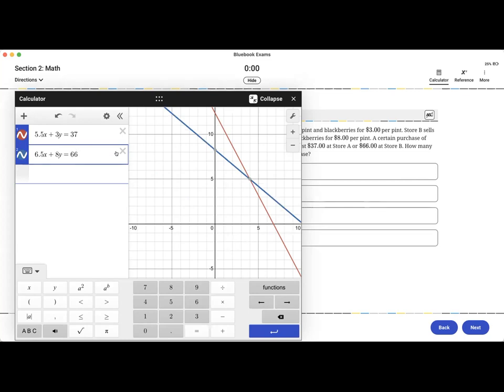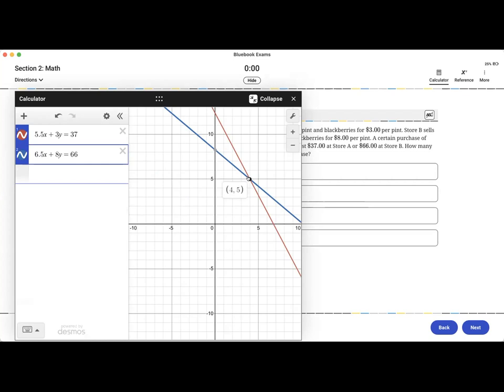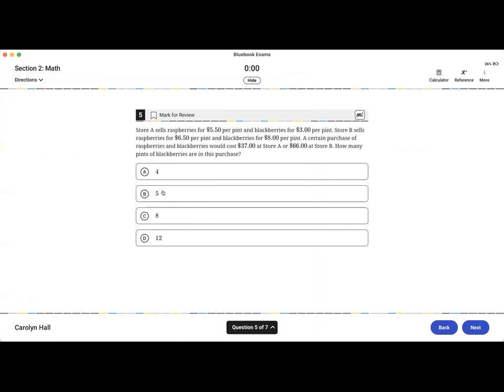And you should know from your classes, even as far back as Algebra 1, that to solve a system, you're looking for the point of intersection. And so this point right here, 4, 5, is our solution. Now remember, the 4 represents our raspberries. The 5 represents blackberries. So I'm going to close my calculator, choose option B for 5, because it does say how many pints of blackberries were purchased.